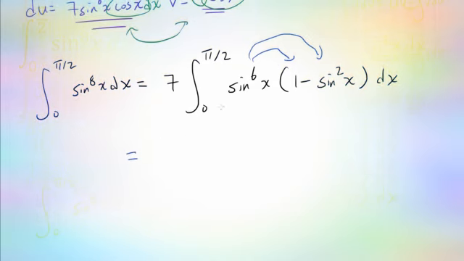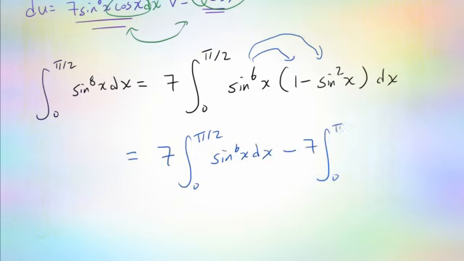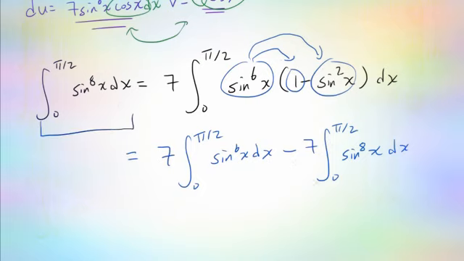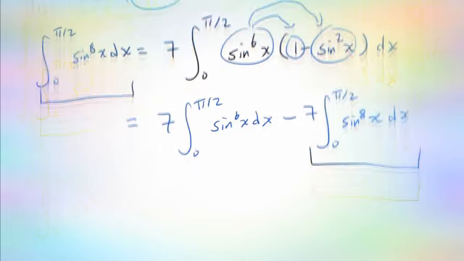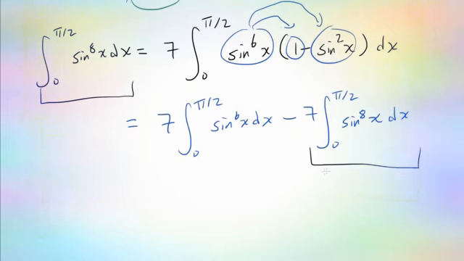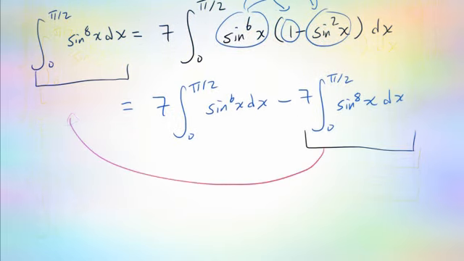Anyway, what is this going to be? When we distribute and split up the integral, we have 7 times the integral from 0 to pi over 2 of sine of x to the 6th power dx minus 7 times the integral from 0 to pi over 2 of sine of x to the 8th power dx. I'm just distributing and splitting up the integral. And we see right away that we have the same integral, the integral from 0 to pi over 2 of sine of x to the 8th power, which is what we want to find. So let's move this integral over to the left side.